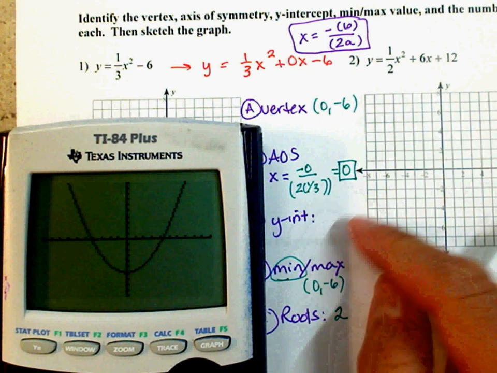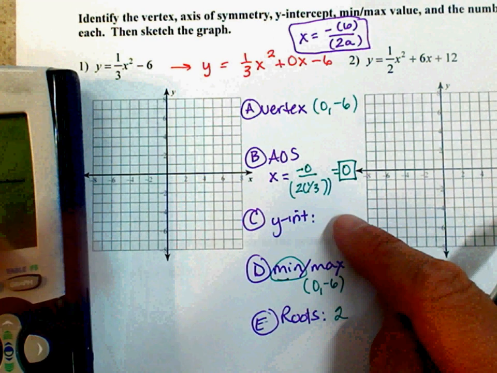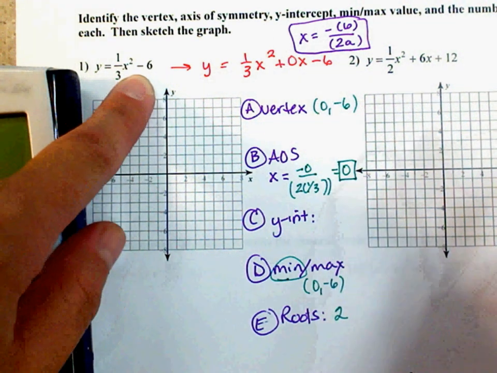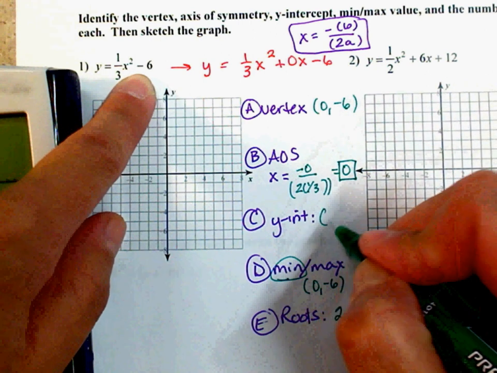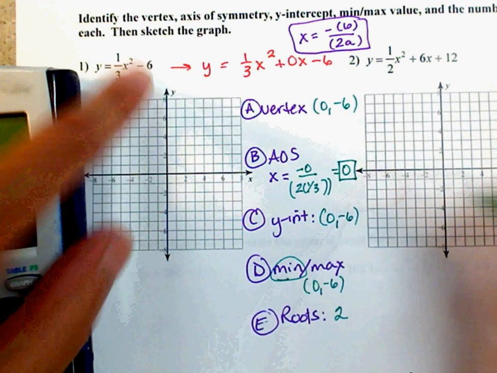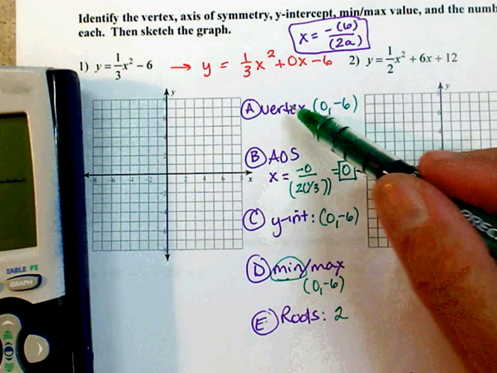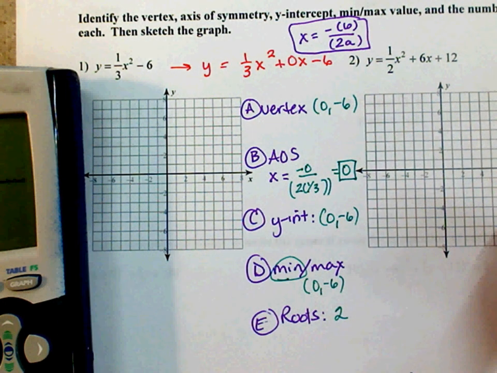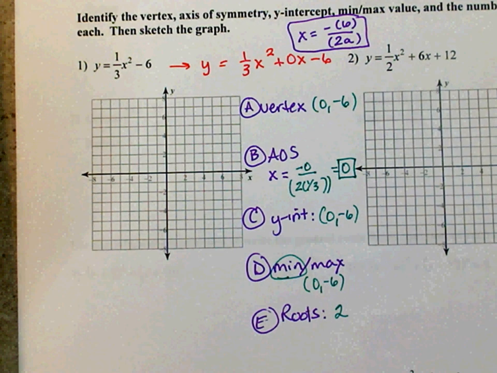So the only thing you now need to find is your y-intercept. Y-intercept is always the number right there by itself. So your y-intercept is 0, negative 6. So you have your A, your B, your C, your D, and your E. All right, let's go ahead and graph this baby.